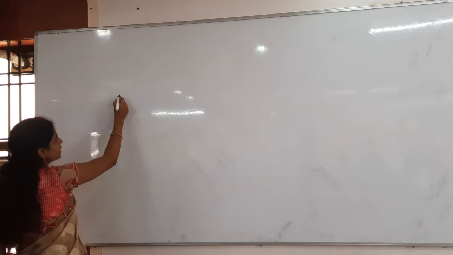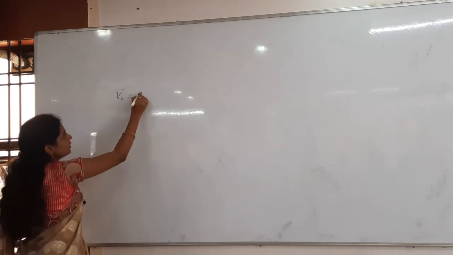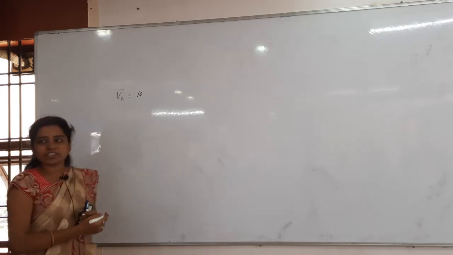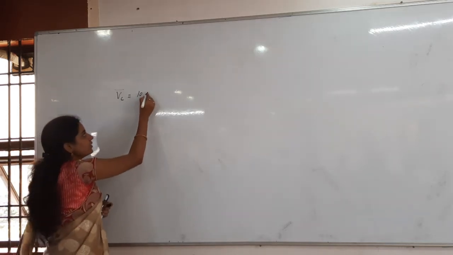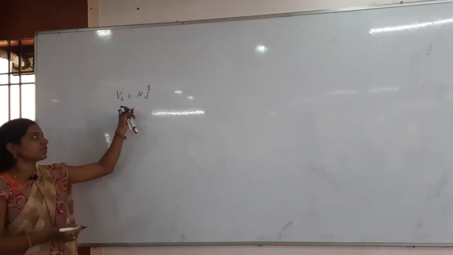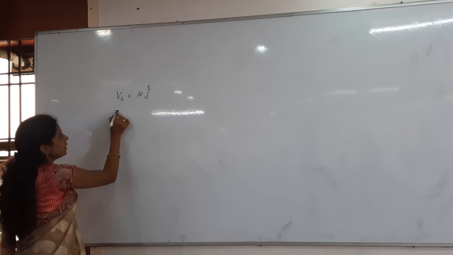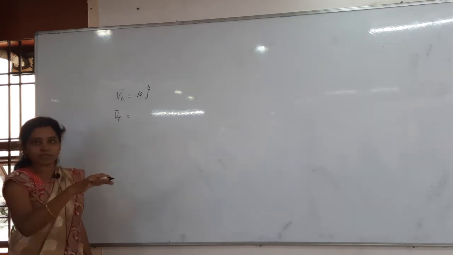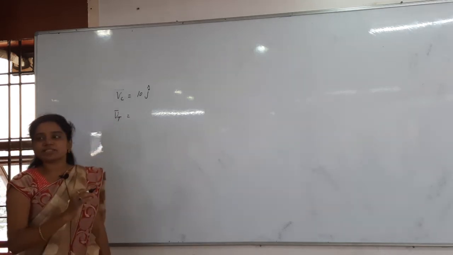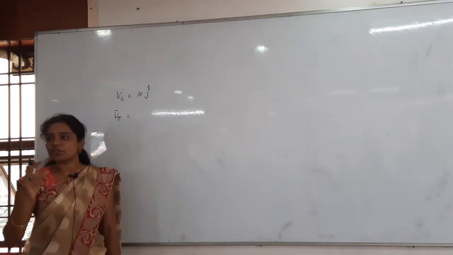First of all, what are they saying? A car is moving with what speed? 10 meters per second. Along which direction? North direction. North, nothing but what you have to take? J cap. Velocity of the car is 10 J cap. Now they are saying that the truck is moving with the same speed, but in which direction? Northeast direction, 30 degrees north of east.